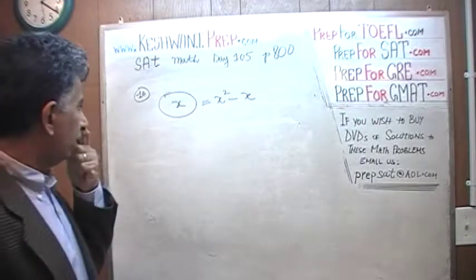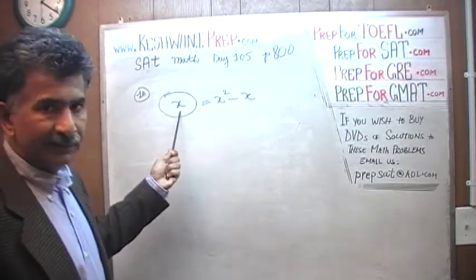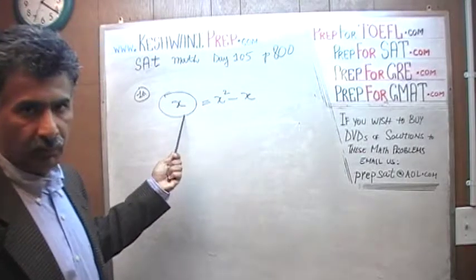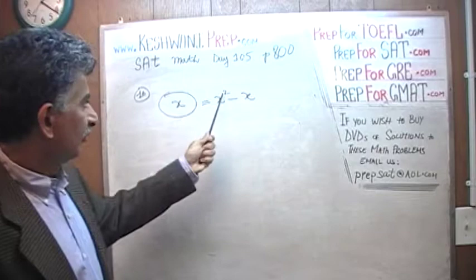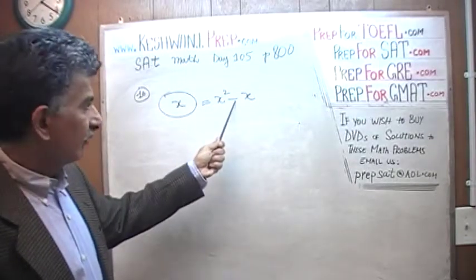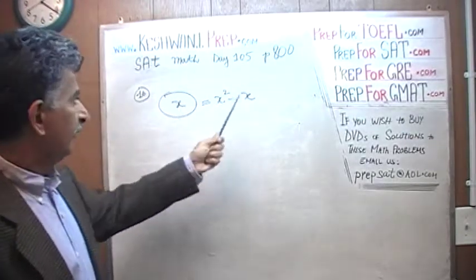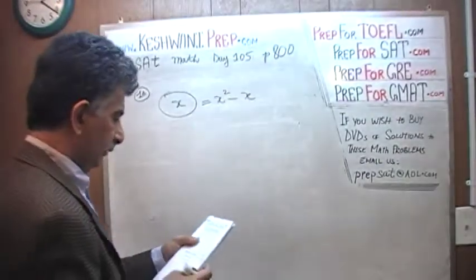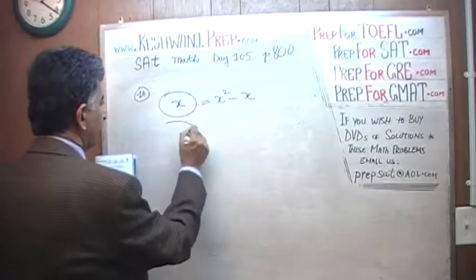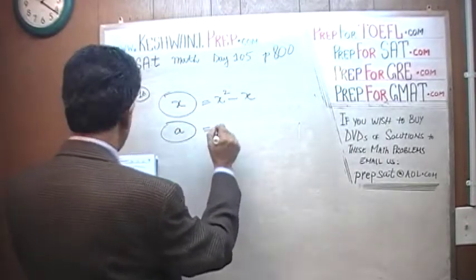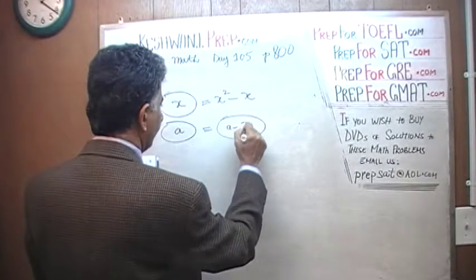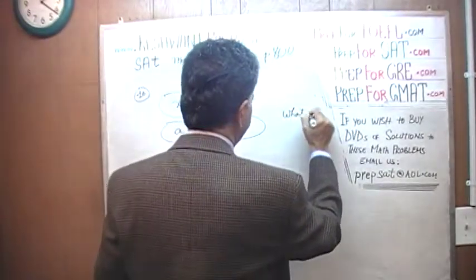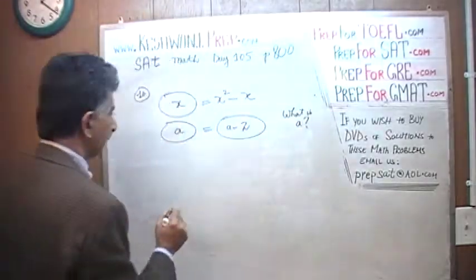What we are told here is that whatever we see in this circle or oval, it doesn't make any difference whether it's circle or oval or square or triangle, we have to square that quantity and then subtract from it the quantity that we see in the circle. We are told that this quantity equals this quantity. And the question simply is, what is A? Well, let's find it.